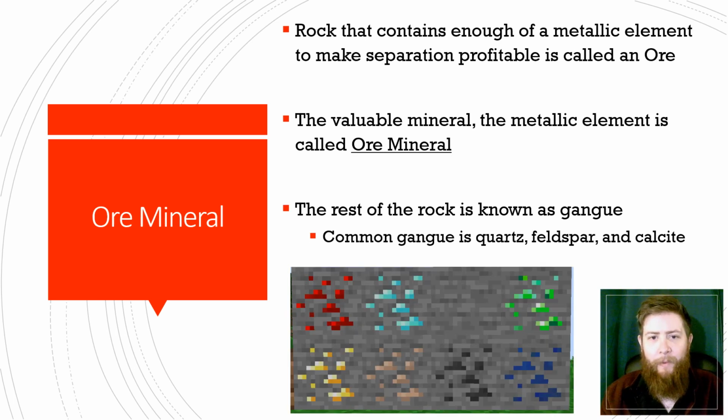Ore minerals are rocks that contain a valuable metallic element, which we call an ore mineral. Ore minerals are only the ones where, if you separate the ore from the rock, it would be profitable to do so. The rest of the material that comes with these ore minerals is known as gangue. Some common gangue is things like quartz, feldspar, and calcite, and that makes sense because when we talked about minerals, we talked about how very common these things are in the crust. So it makes sense we're mining out these minerals to get rid of these to get to that good stuff.